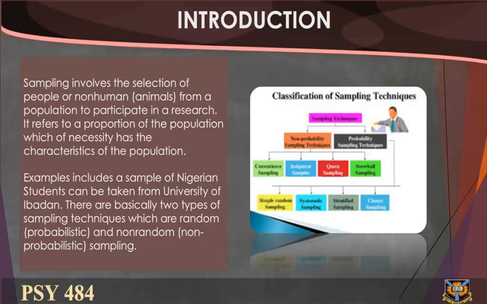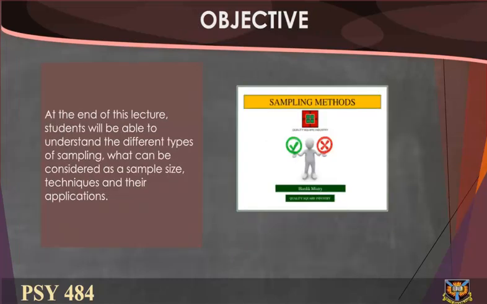Examples include a sample of Nigerian students can be taken from University of Ibadan. There are basically two types of sampling techniques, which are random, probabilistic, and non-random, non-probabilistic sampling. Objective. At the end of this lecture, students will be able to understand the different types of sampling, what can be considered as a sample size techniques, and their applications.